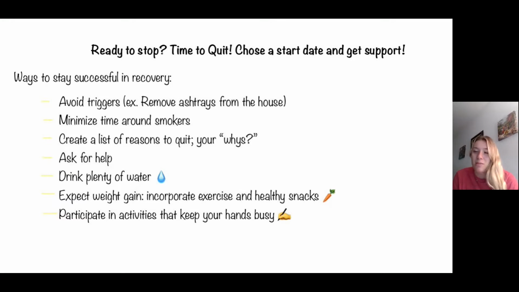But we don't want our patient substituting it with potato chips, etc. So teach them that weight gain is anticipated, but let's help mitigate the negative health outcomes associated with weight gain or eating unhealthy foods. So incorporating exercising and having healthy snacks, carrot sticks to snack on, etc. And then participate in activities that keep your hands busy. They are so used to always having their pack and putting it in their mouth. So maybe drawing, painting, doing an adult coloring book, knitting, sewing, anything to keep their hands and their mind busy.